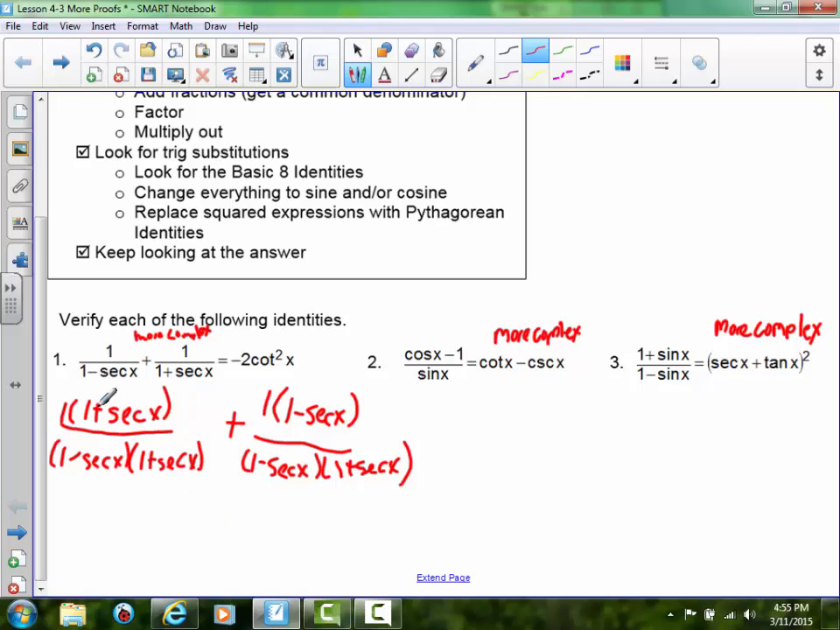Okay, so I'm looking here and here, and when I multiply by 1, that's really just 1 plus secant x and 1 minus secant x. So since I have common denominators, I can now add my numerator. So I have 1 plus secant x plus 1 minus secant x. Okay. And then I can go ahead and multiply 1 minus secant x times 1 plus secant x, and hopefully you recognize that that's an a minus b times a plus b situation. So we'd have 1 minus secant squared x.